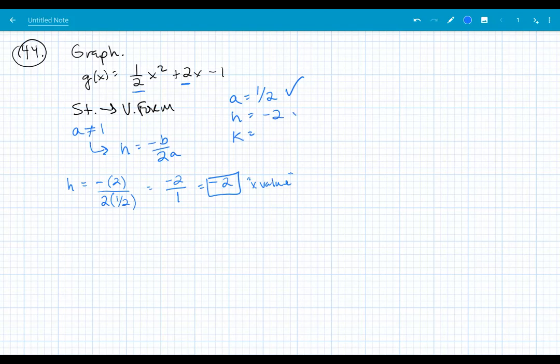So to find the k value, we plug it into my original problem. So 1/2 times x squared plus 2x minus 1. Substituting this -2 in, I get 1/2 times -2 squared plus 2 times the -2 minus 1.